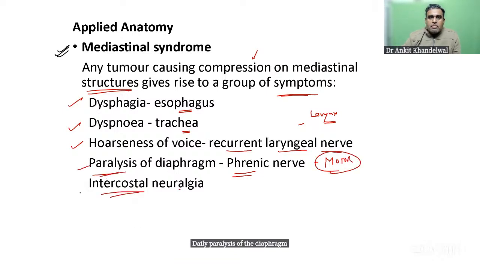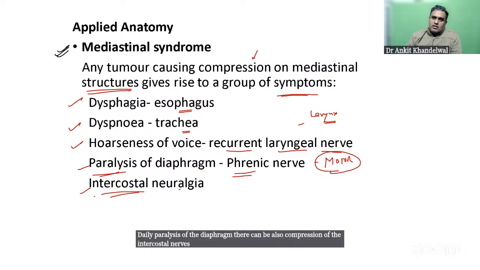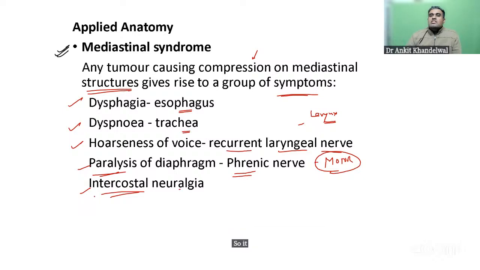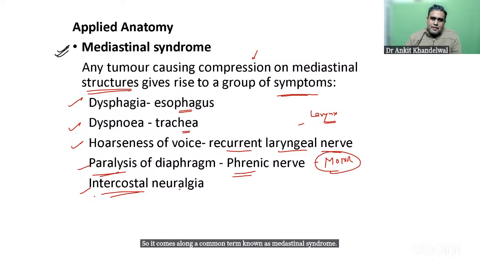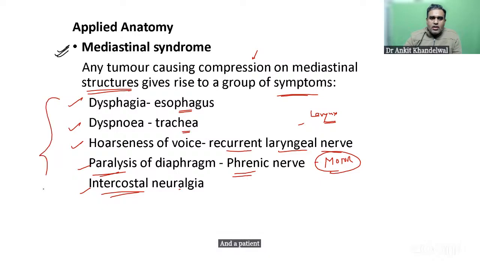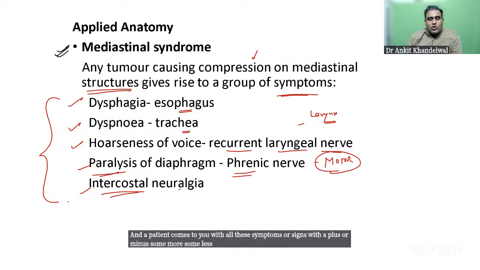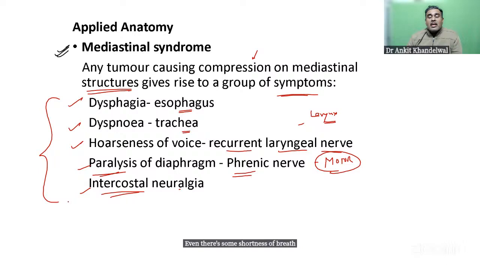There can also be compression of the intercostal nerves, causing intercostal neuralgia. So it comes along under a common term known as mediastinal syndrome. And if a patient comes to you with all these symptoms or signs, some more, some less, don't get confused. The patient says he is not able to swallow, he is even unable to breathe clearly, and his voice has changed. I know what is happening. Even there's some shortness of breath because there's paralysis of diaphragm also.